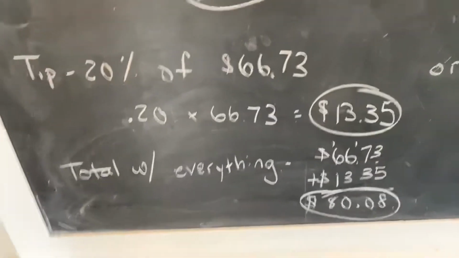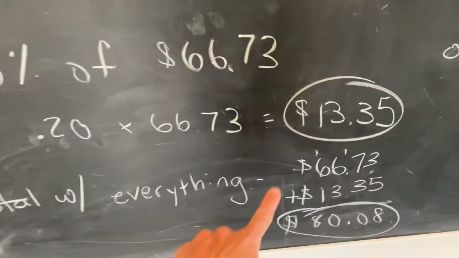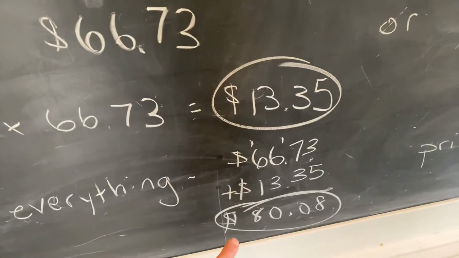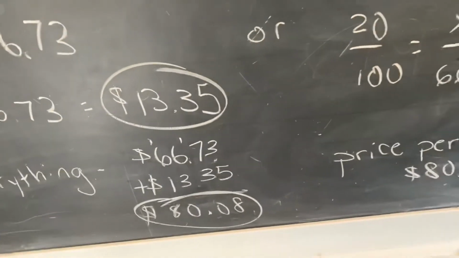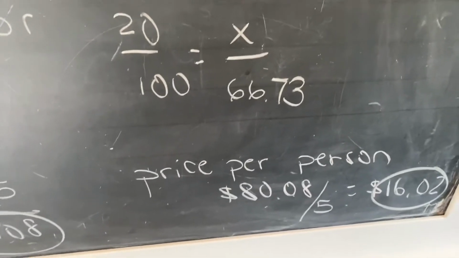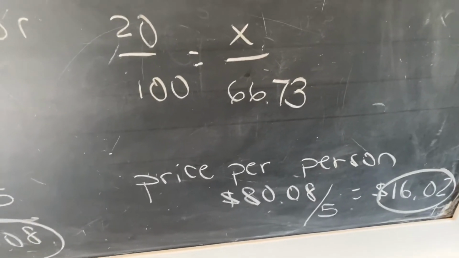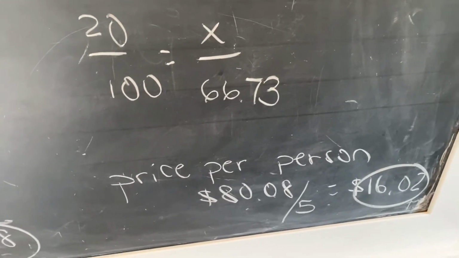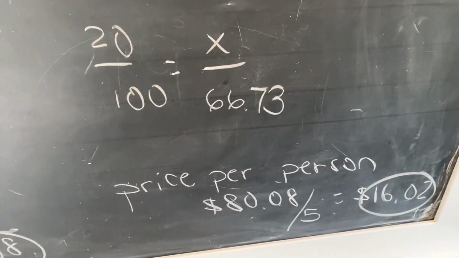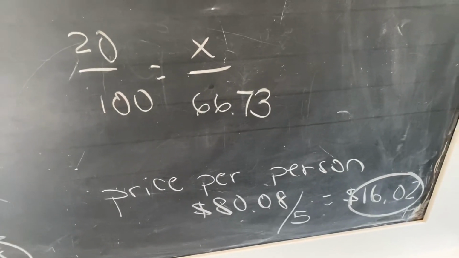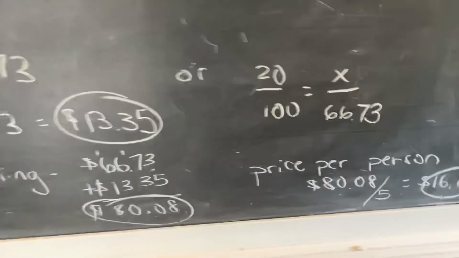Finally, total with everything, I have to add my total with tax to my tip, and for us to eat at Red Robin, it would have cost $80.08. The last step is price per person. So how do I figure out the price per person? I take my total with everything divided by how many people were there, and in my family there would be 5. And 80.08 divided by 5 gives me $16.02.